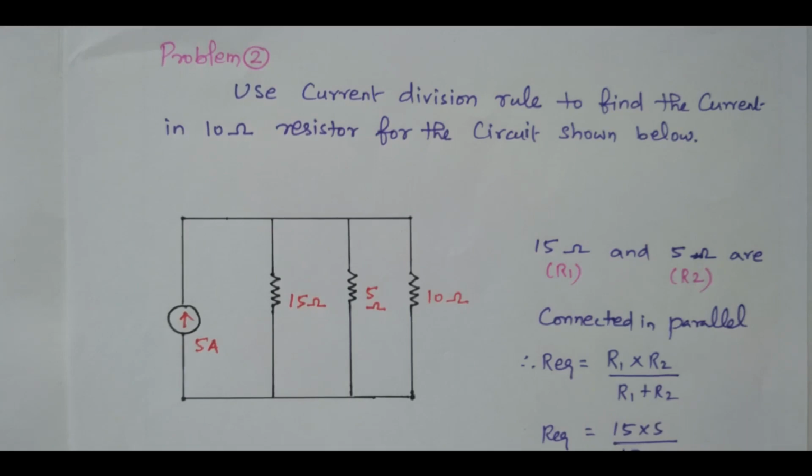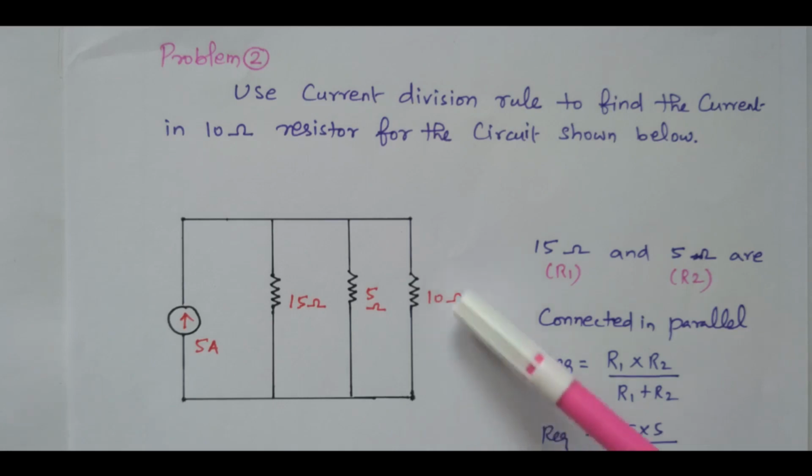So in this problem, we need to find the current through the 10 ohm resistor. There are 3 resistors available: 15 ohm, 5 ohm and 10 ohm. One current source is available, 5 ampere. So this 5 ampere, what will happen? The current will be diverted through the 15 ohm, 5 ohm and 10 ohm resistors. Based on the resistor value, the current will be diverted.